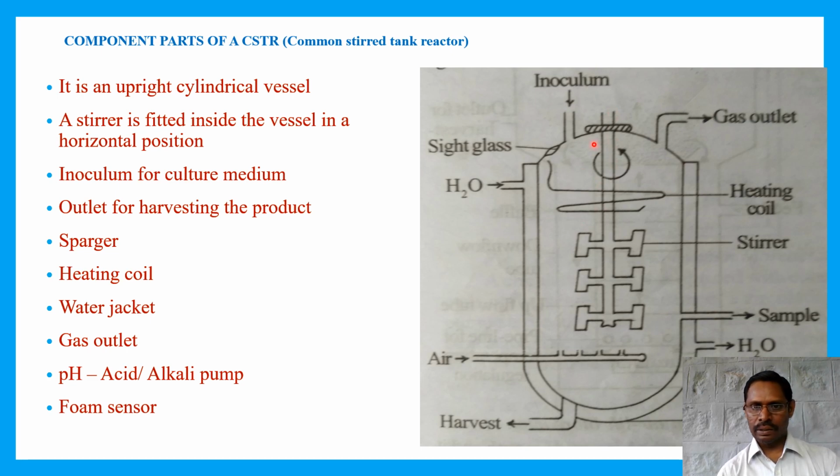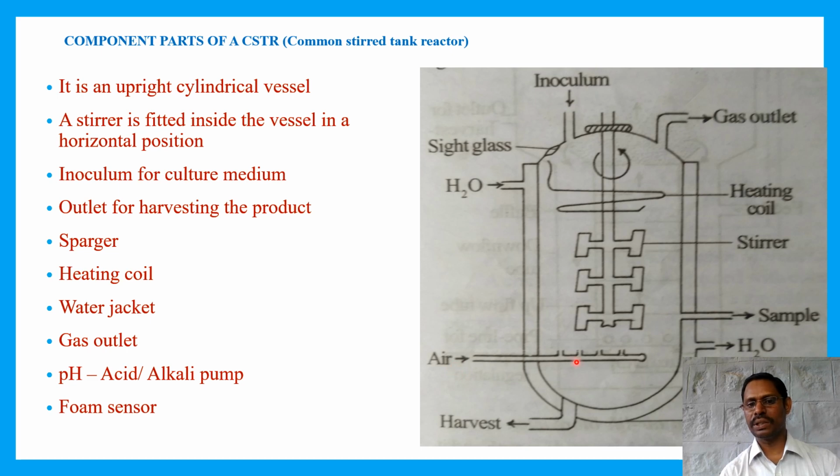There are two lateral sides, and these have two openings. One is for the inoculum, that is, media is pumped into the fermenter, and the gas outlet is on the top side of the fermenter vessel. At the bottom there is one opening, which is for harvest. After the fermentation process is over, the harvested medium is released through the harvest opening, and there is an inlet pipe for sterile air.